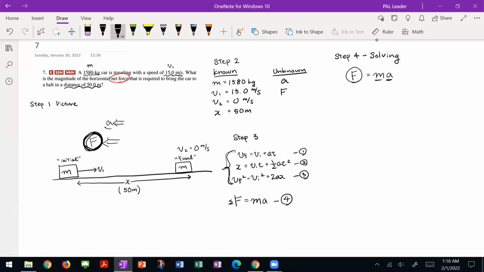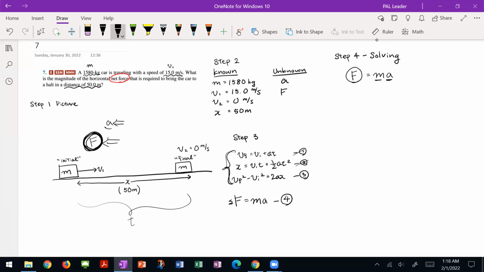Okay, let's just start evaluating them. V final, we know. V initial, we know. Acceleration, that's what we're looking for. Time, we don't know how long it took to get from initial to final, so we're not going to look at number one. Number two, displacement, we do know it was 50 meters. The initial, we do know. Time, again, we don't know. So most likely it's going to be number three.